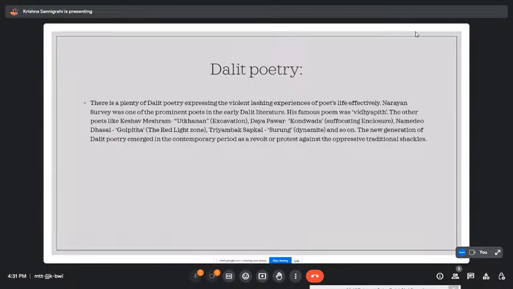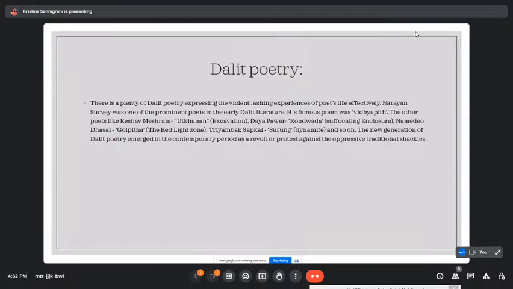The other poets like Keshav Meshram, who had written Utkhanan, or excavation, Daya Pawar, writing Kondwara, that is suffocating enclosure, Namdev Dhasal, Golpitha, the red light zone, and there are various others as well, like Triambak Sapkal, Surang, Dynamite, and so on.